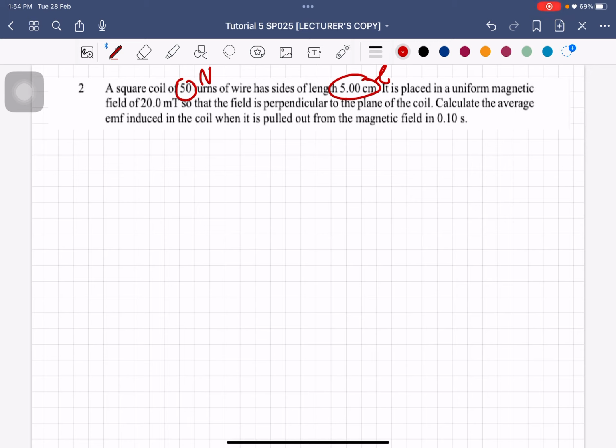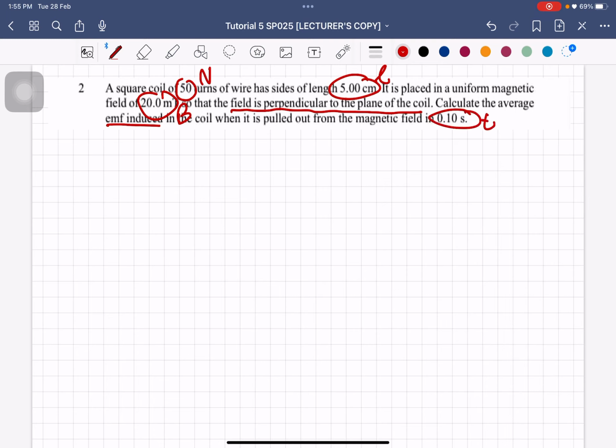It is placed in a uniform magnetic field of 20 millitesla, so this is B, so that the field is perpendicular to the plane of the coil. Calculate the average EMF induced in the coil when it is pulled out from the magnetic field in 0.1 second.